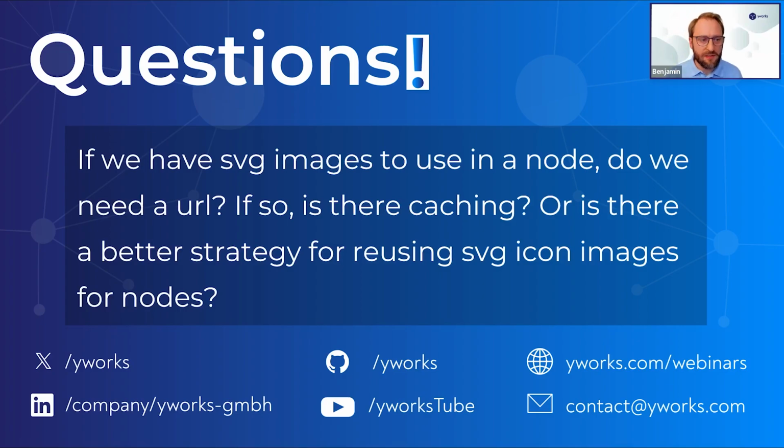The first question is, if we have SVG images to use in a node, do we need a URL? If so, is there caching, or is there a better strategy for reusing SVG icons images for nodes? And the answer is that you can use URLs, but you don't need to. You can use also SVGs directly.